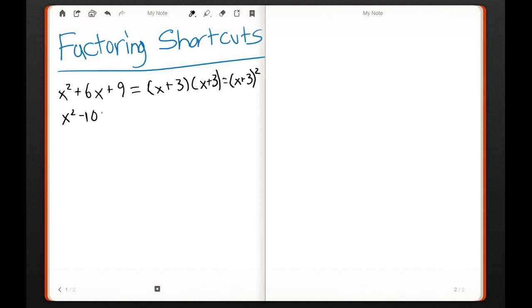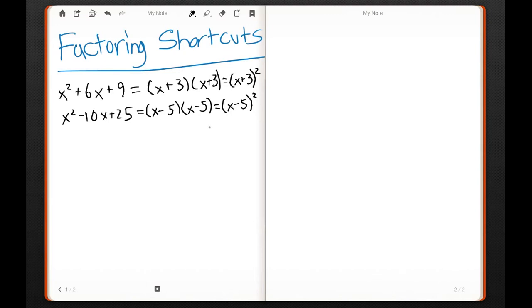Okay, let's look at another one like that. X squared minus 10x plus 25. Two numbers that multiply to 25 and add to negative 10. Well, we know the two numbers that would add to 10 would be 5 and 5, so in order to add to negative 10, we're just going to use negative 5 and negative 5. And once again, this can be rewritten as x minus 5 times itself, or x minus 5 squared.